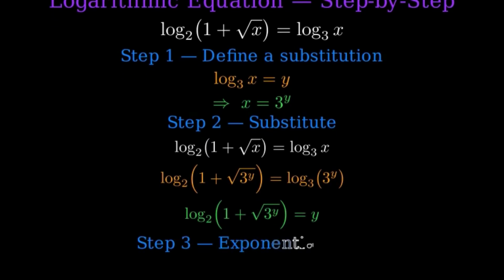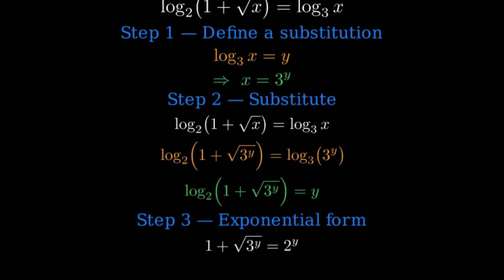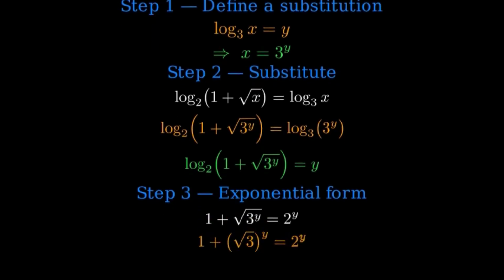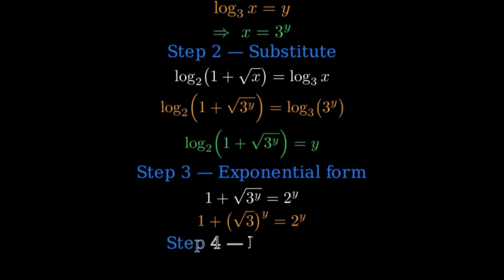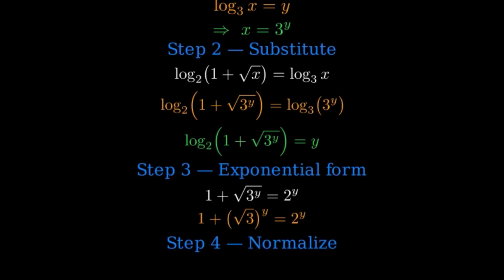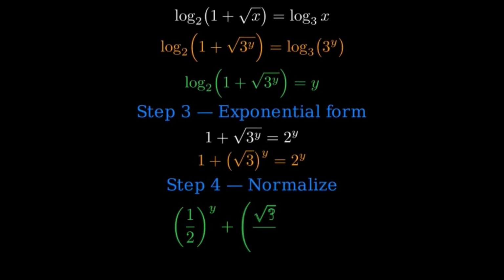Step 3. Convert the logarithm to exponential form. 1 plus the square root of 3 to the y equals 2 to the y. Rewrite the square root. The square root of 3 to the y equals the square root of 3 all to the y. Step 4. Divide both sides by 2 to the y. We obtain (1/2) to the y plus (the square root of 3 over 2) to the y equals 1.